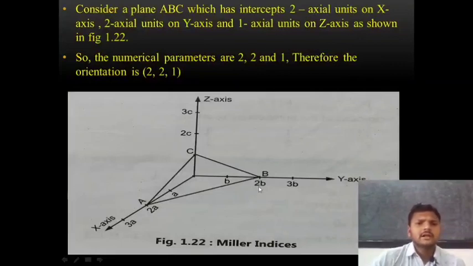So consider a plane A, B and C which has intercepts of two axial units on the x axis, two axial units on the b axis or y axis, and one axial unit on the z axis. So the numerical parameters are 2, 2 and 1. Therefore, the orientation in Miller indices is 2, 2, 1.